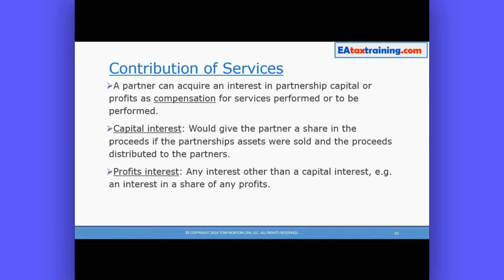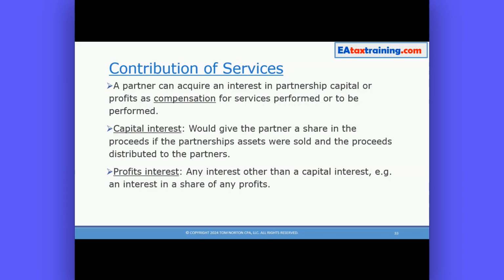Contribution of services. A partner can acquire either a capital interest or a profit interest as compensation for services performed or to be performed. A capital interest would give the partner a share in the proceeds if the partnership assets were sold and the proceeds were distributed to the partners.